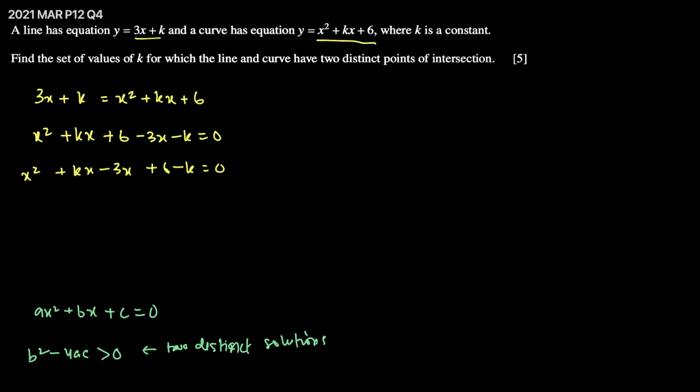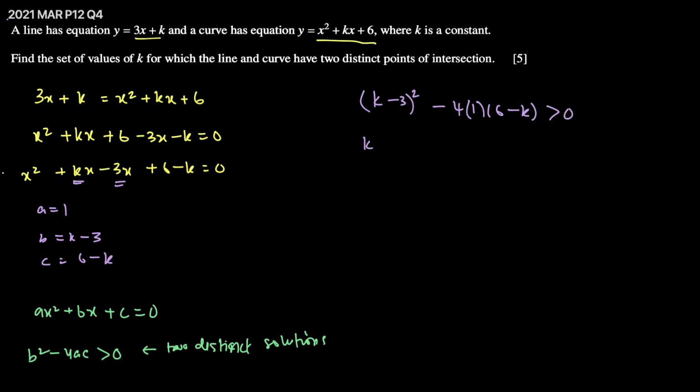We have a is equal to 1, b, which is the coefficient of x, is k minus 3, and c is equal to 6 minus k. That's the constant term. So now let's solve for the discriminant. b squared minus 4ac implies that we have k minus 3, the whole thing squared, minus 4 times a, which is 1, times c, which is 6 minus k. And this has to be greater than 0.